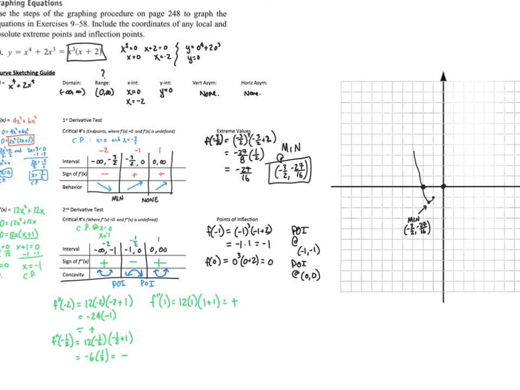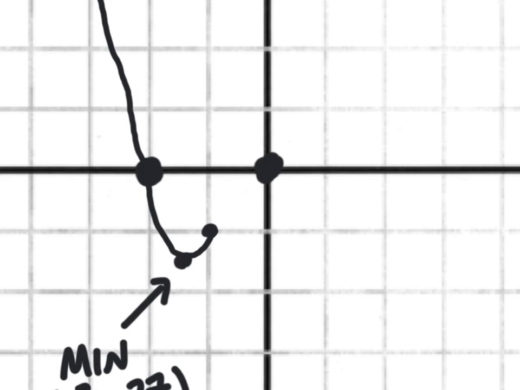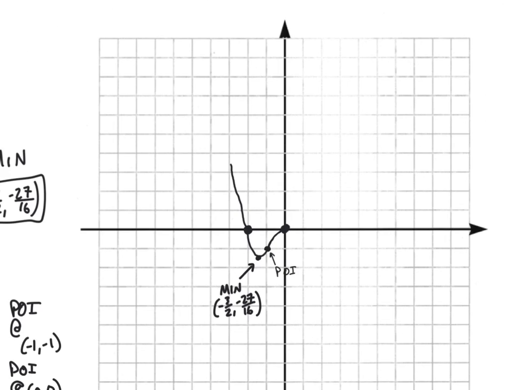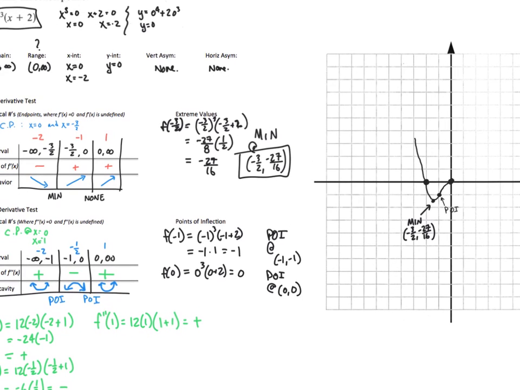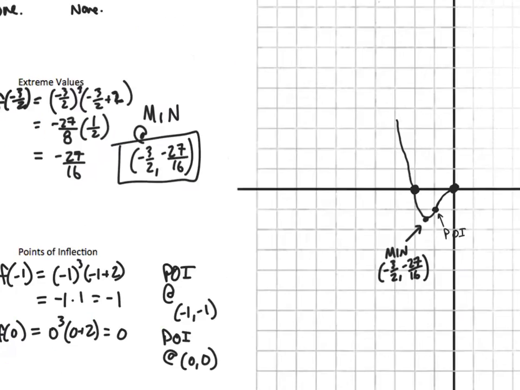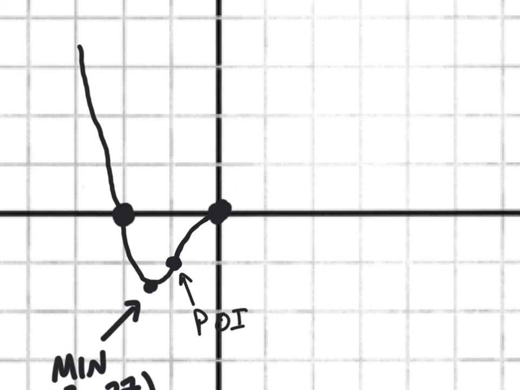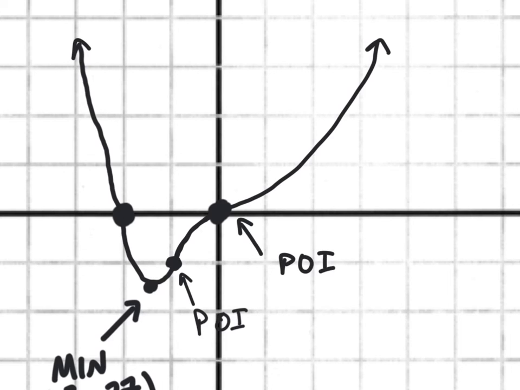So watch how I graph this. This is kind of interesting. I'm going to make this concave down. So right here, this is a point of inflection. And then at 0, I go back to concave up. If I change this to concave up, but we're increasing, my graph is going to look like this. So at 0, 0, I have another point of inflection. And that's my graph, folks.